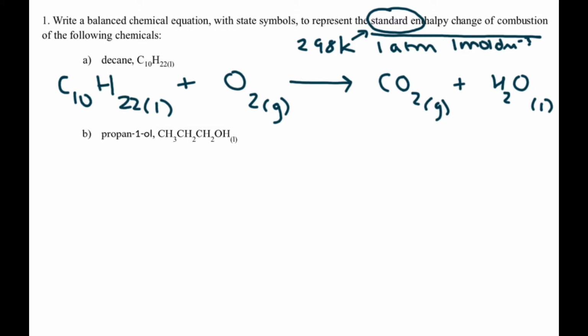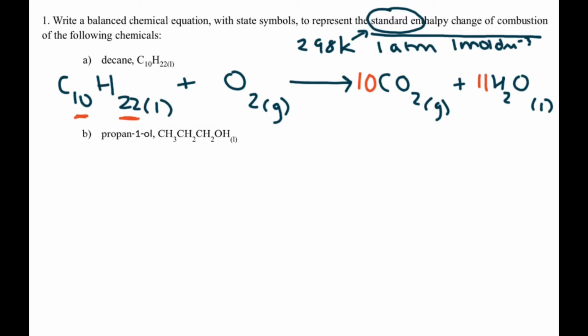Okay, so we need to balance this equation. So when you're balancing it, you balance the carbons first. There are 10 carbons, so you're going to put a 10 there for 10 carbons. Then you balance the hydrogens next. There are 22 hydrogens, so therefore you're going to need 11 hydrogens here.